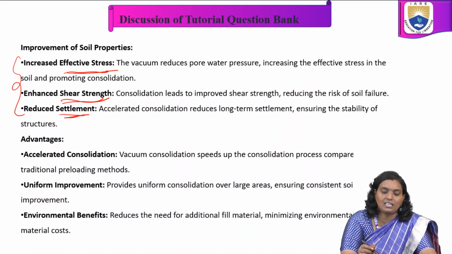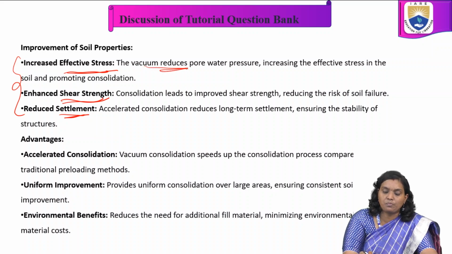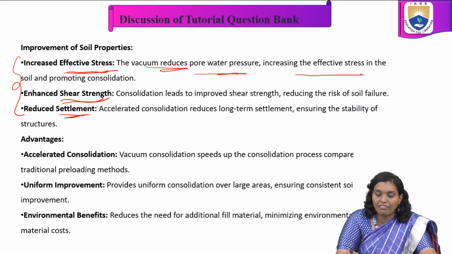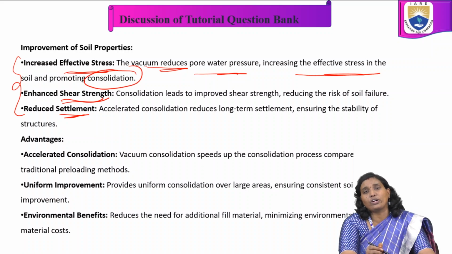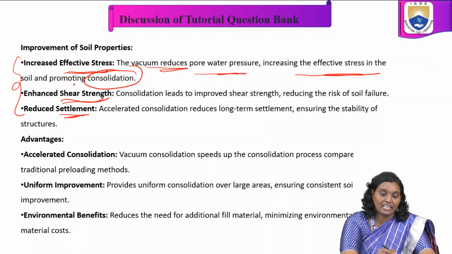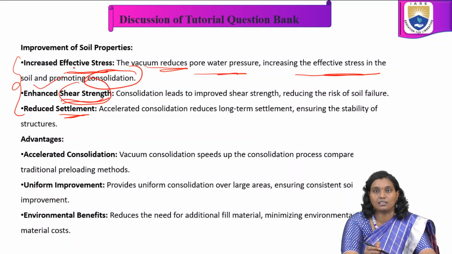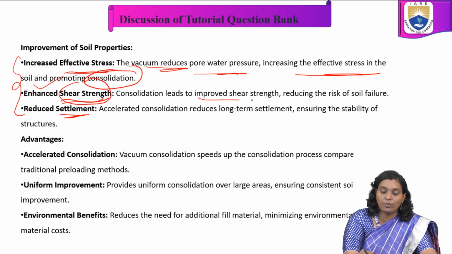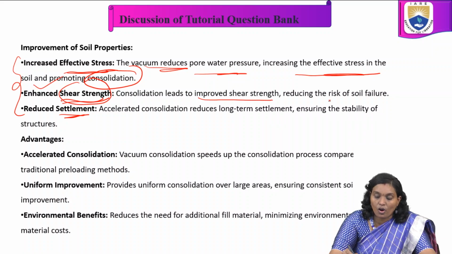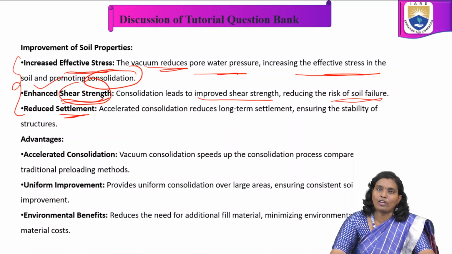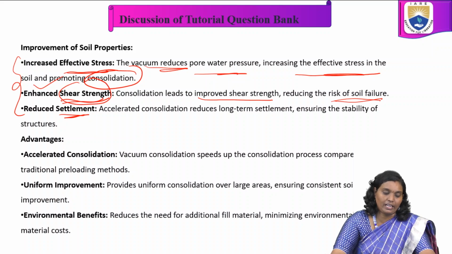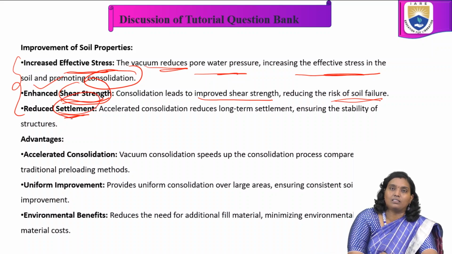In increased effective stress, the vacuum reduces pore water pressure, increasing the effective stress in the soil and promoting the consolidation. And the next more important soil property which is going to be modified is shear strength. It is going to be enhanced. So consolidation leads to improved shear strength, reducing the risk of soil failure. So this is also one of the modifications which we observe using this vacuum consolidation technique as a ground improvement technique. And reduced settlement.